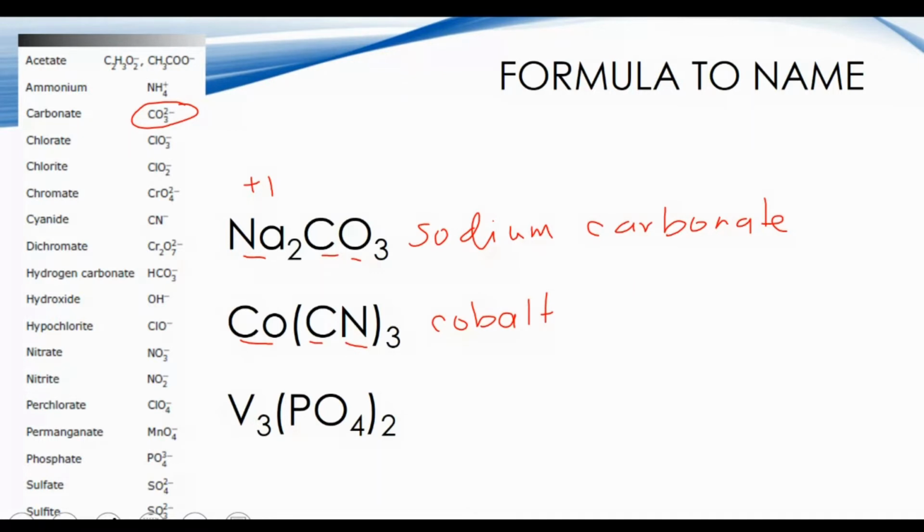The reason it's in parentheses is because there's 3 of them, okay? So don't be confused by the parentheses. Again, they just indicate how many of them you have. So CN has a name, and it's going to be cyanide. So cobalt cyanide. Now again, because we know that cobalt has multiple oxidation numbers, we have to go back and figure out what that oxidation number is going to be.